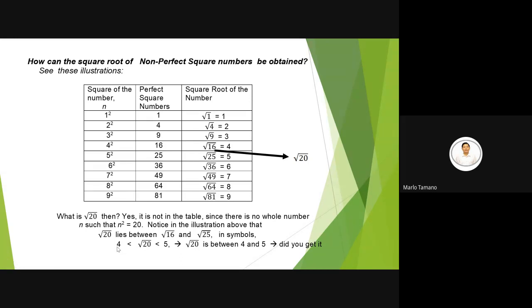Can we say that the square root of 20, or 4.5, is greater than 4? If you try to replace this square root of 20 by 4.5, can we say that 4.5 is greater than 4? Is it correct that 4.5 is greater than 4?